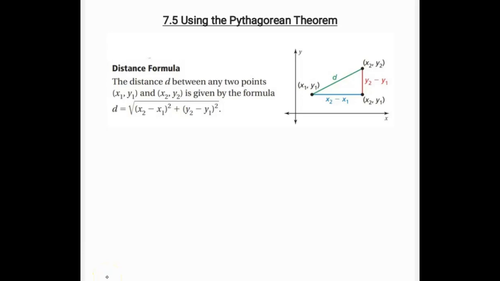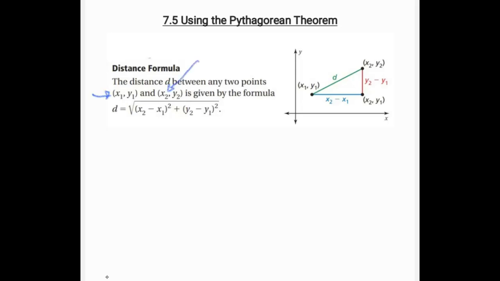This lesson is using the Pythagorean theorem, so we're going to use this thing called the distance formula, which is very similar to the Pythagorean theorem, and I'll show you how it relates to the Pythagorean theorem. But first of all, let's notice that there are 2 points given: one is x1, y1, which is right here, and the second point is x2, y2, which is given at this point right there.